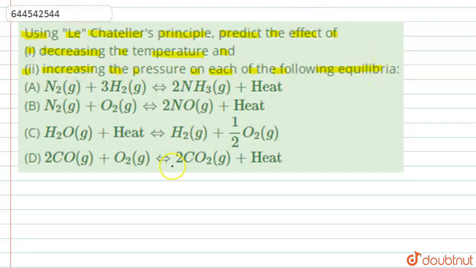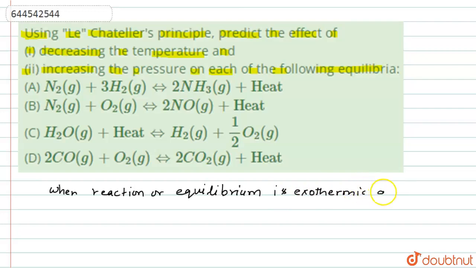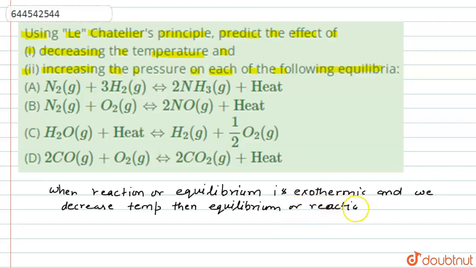According to the concept, we know that according to Le Chatelier principle, when the reaction or equilibrium is exothermic and we decrease the temperature, then the reaction will move in the forward direction.